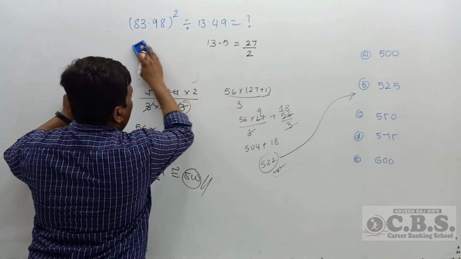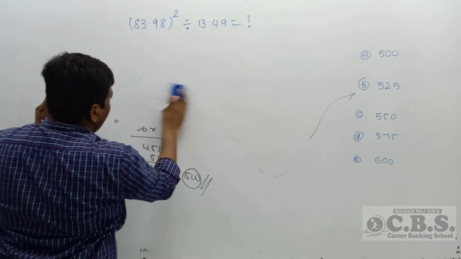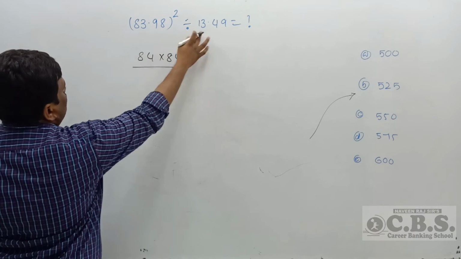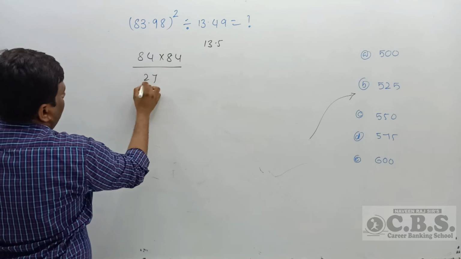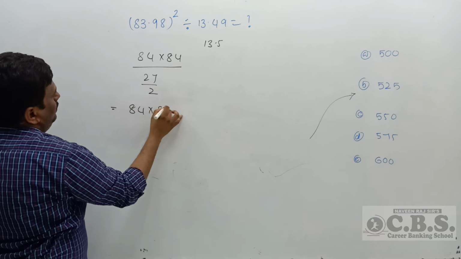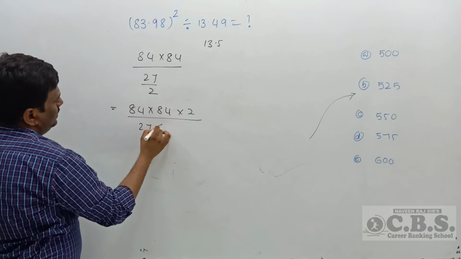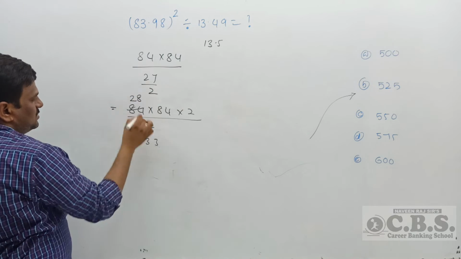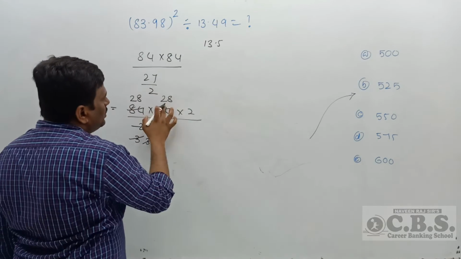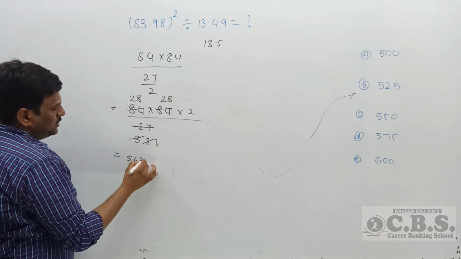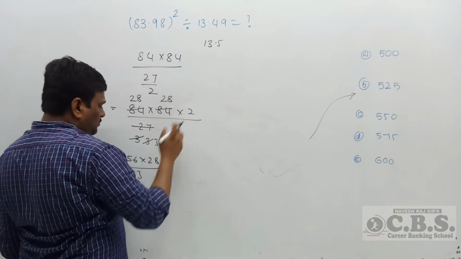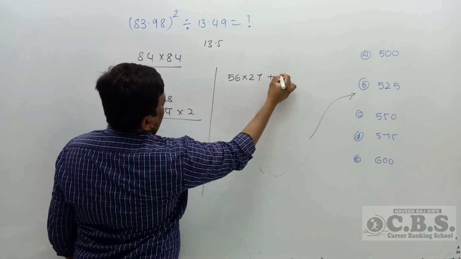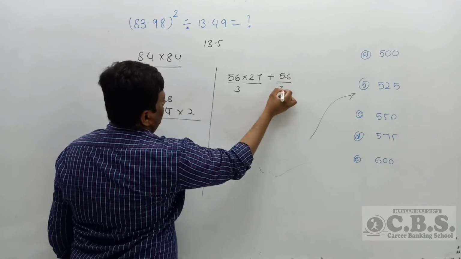Okay, so how to do this question? Let's check it once again. So 83 is nothing but 84 into 84, and 13.5 you can write as 27 divided by 2. So 84 into 84 into 2 overall divided by 27, which is the prime factorization of 3 and 3. Get my point? 3 how many times? 28 times. 3 how many times? 28 times. Do the calculation. 28 twos are how much? 56 into 28 divided by 3. This step I'm going to split into 56 into 27 and 56 divided by 3, and divided by 3. Got the same answer.